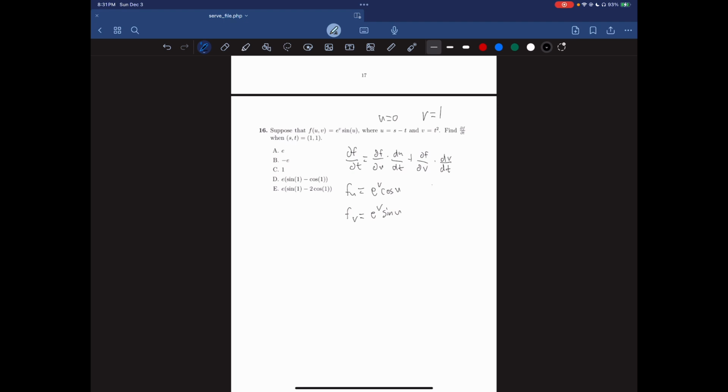Okay. Now we need du dt, which is just negative 1, and dv dt is just 2t. Evaluated at t equals 1, that's just 2. So now we're looking for del f del t equals e to the v cos u times negative 1 plus e to the v sine u times 2. So we plug in v equals 1 and u equals 0: e cos 0 times negative 1, plus e sine 0 times 2, which is all 0, so this stuff all drops because sine 0 is 0. Cos 0 is just 1, so this is really negative e, our answer, so that is B.